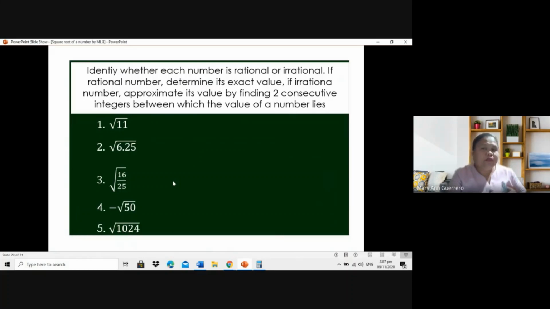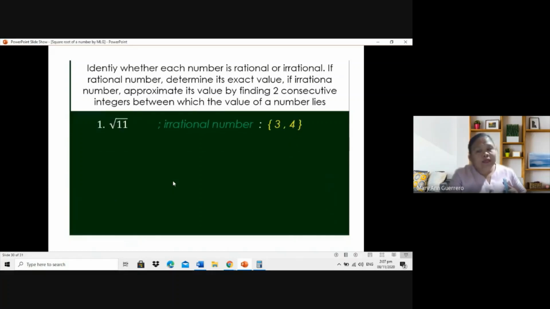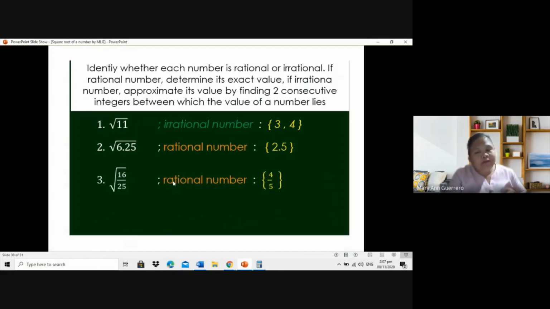Okay? So what about square root of 11? Okay, that is irrational. That is between 3 and 4. Okay, what about square root of 6.25? That is rational. That is, the exact value is 2.5. So what's the next number? Square root of 16/25, rational, 4/5. And the next number, we have negative square root of 50, that is irrational, that is between negative 8 and negative 7.